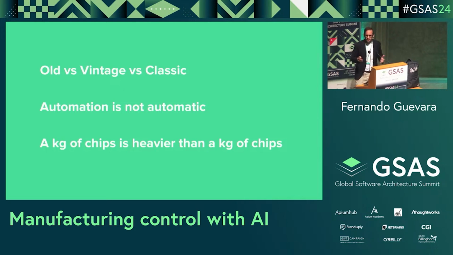That automation is not automatic. I hope I made that point quite clear. We are not there yet. We have a lot of things automatic. We are not yet in automation, full automation. And why not always the kilogram of chips weighs as much as a kilogram of chips? It's because in reality things happen, right?